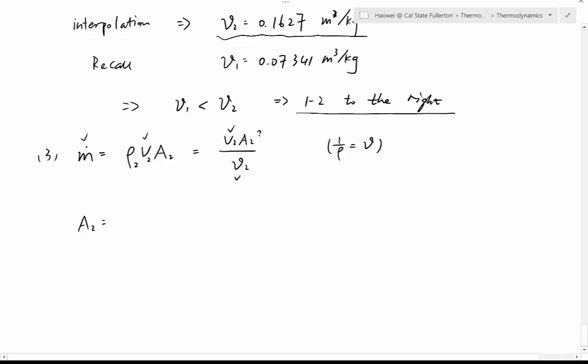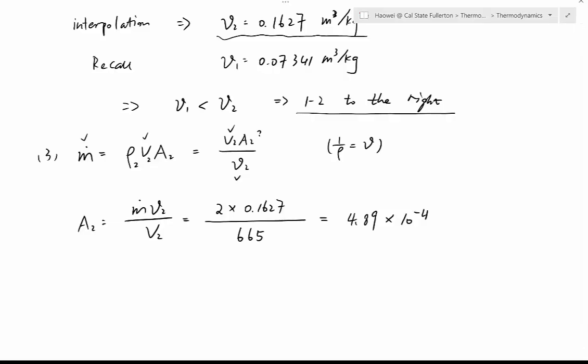Rearrange this equation. Move A2 to the left-hand side. A2 is equal to mass flow rate m dot times nu 2 over V2. We have everything on the right-hand side. Plug in the numbers: 2 times 0.1627 divided by V2, 665 meters per second, SI unit. The solution is 4.89 times 10 to the negative 4. Because I used SI units in the calculation, my solution must also have SI units. The SI unit for area is square meters. That is the example.